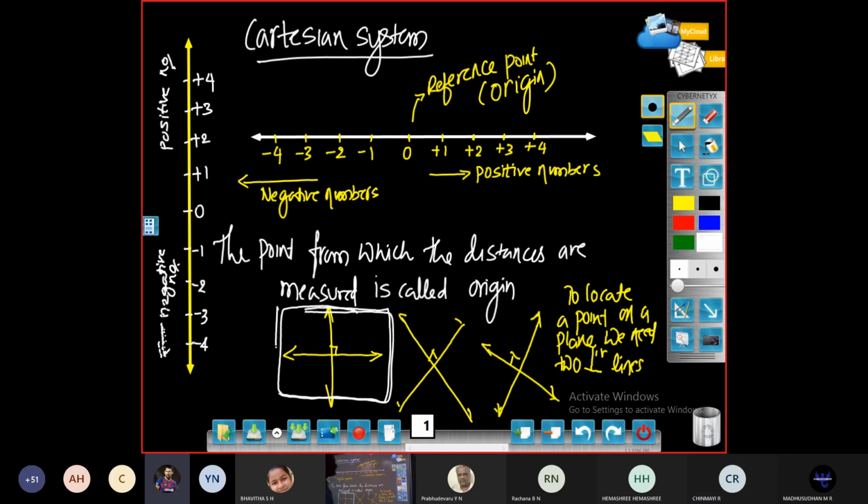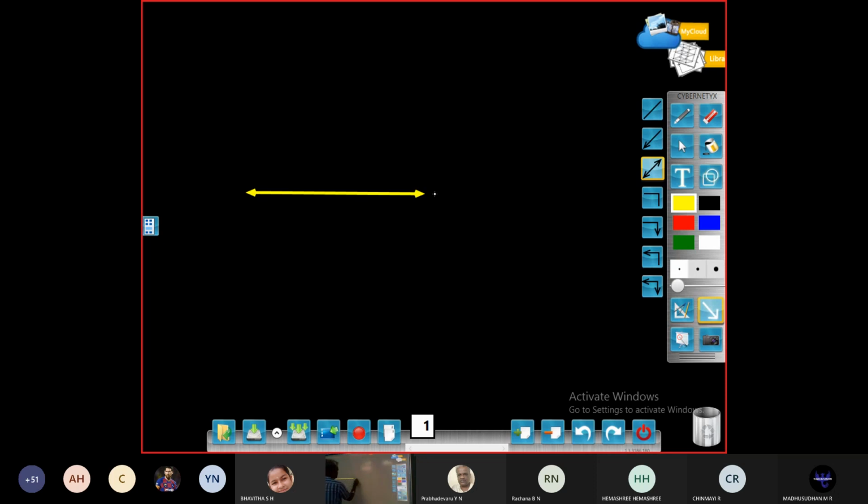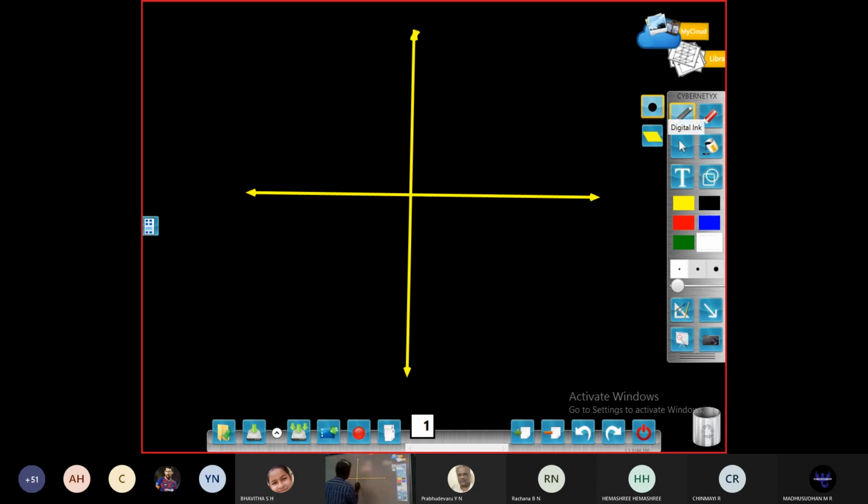Now we combine both the lines. Once you combine both the lines, let us see what we get. This is the horizontal line and another one is the vertical line. On this we are going to represent the reference point, and on the right side of the horizontal line, at equal distances, you can mark the numbers like this. To the left side also you can mark at equal distances.